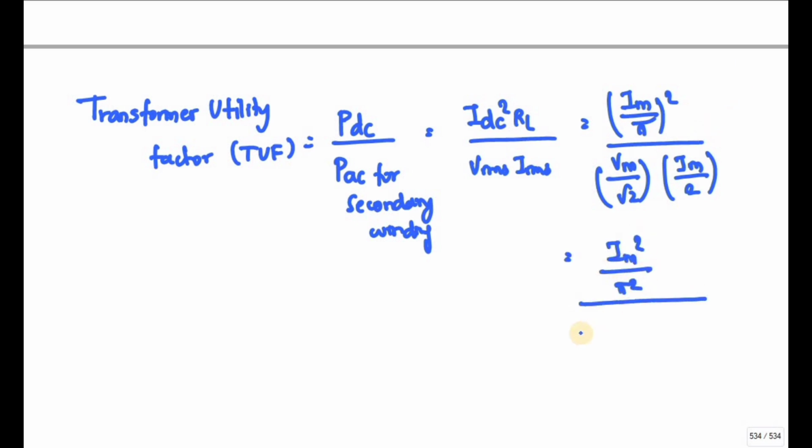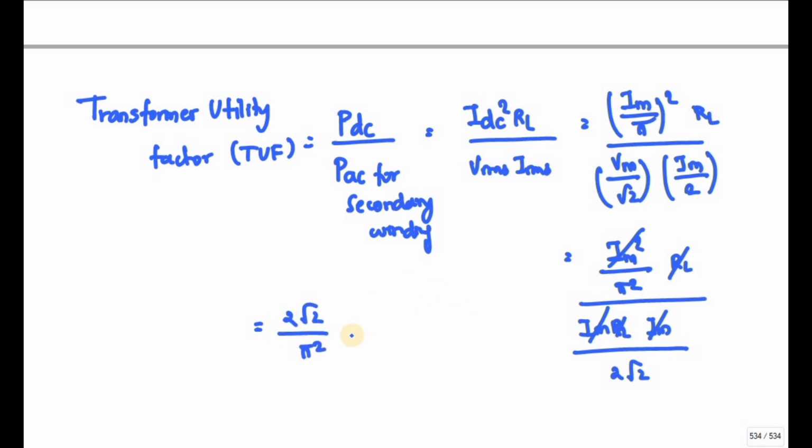So on solving, the Vm I can write as Im into RL, into Im divided by 2 root 2. So here the Im and the Im get cancelled out, and the RL also gets cancelled out. Right. So I will get the answer as 2 root 2 divided by pi square. So here I will get the answer as 0.286.